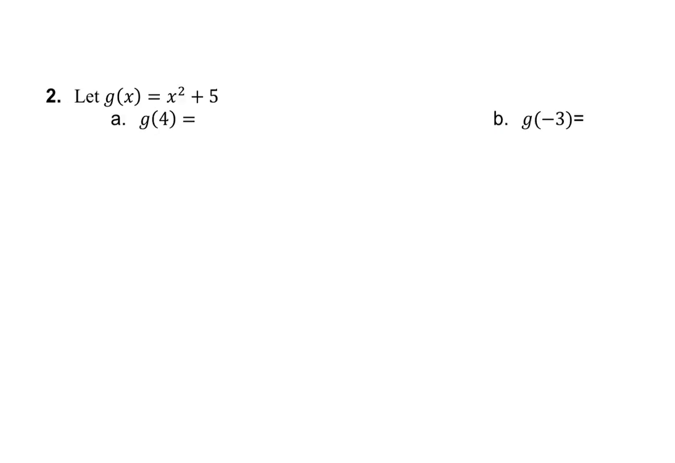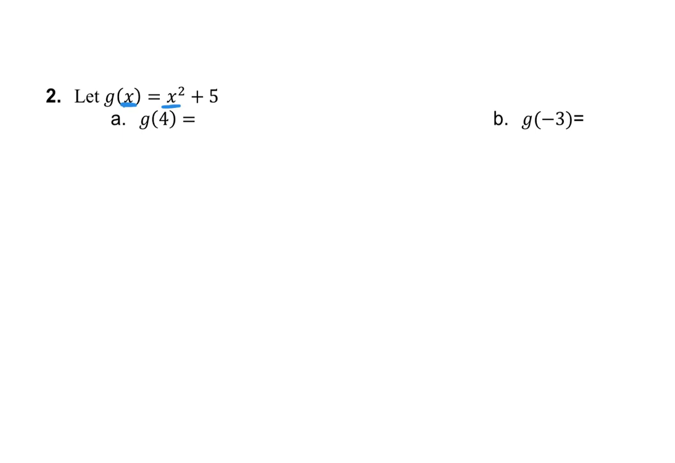All right, let g of x equal x squared plus 5. Notice we've got the variable g. It doesn't matter which variable you are going to use. You do need to make sure that if you've got x in here, you've got an x over here. They do need to line up.